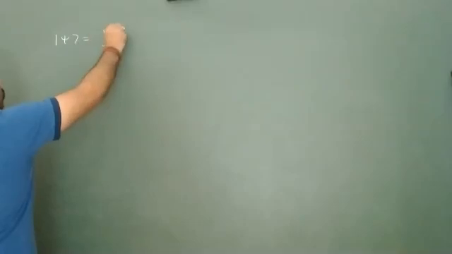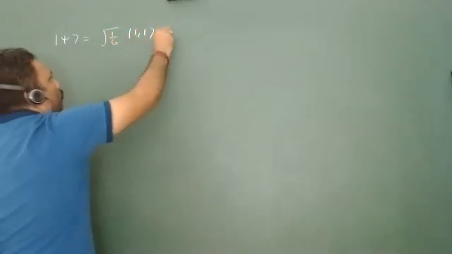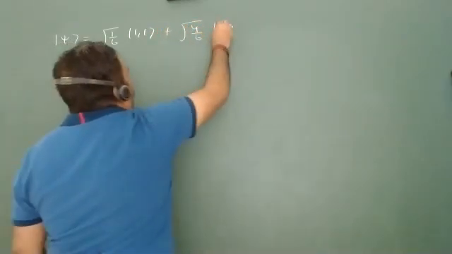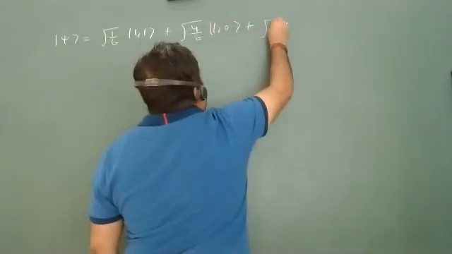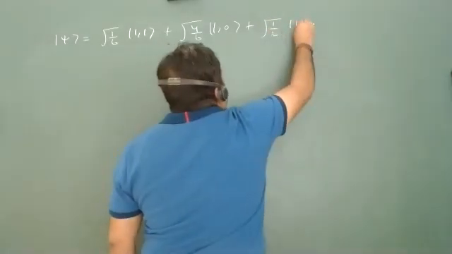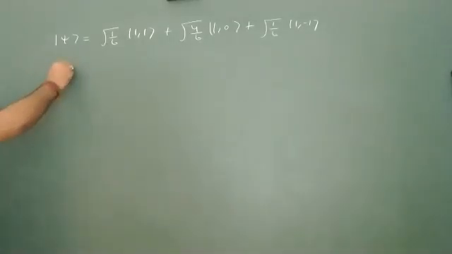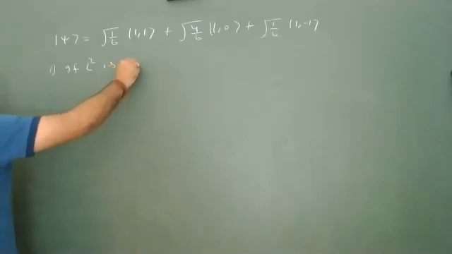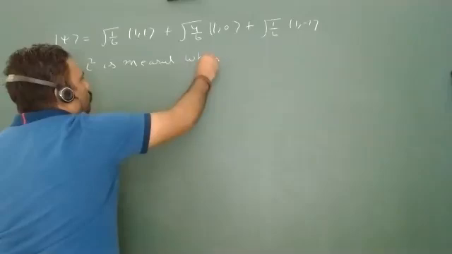The state psi is given as root 1 by 6 |1 1> plus root 4 by 6 |1 0> plus root 1 by 6 |1 minus 1>. So question number 1: if L square is measured, what will be the measurement?